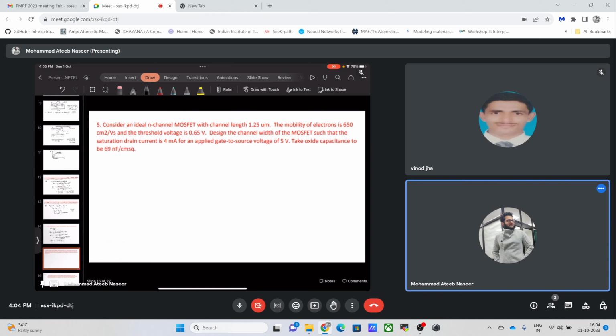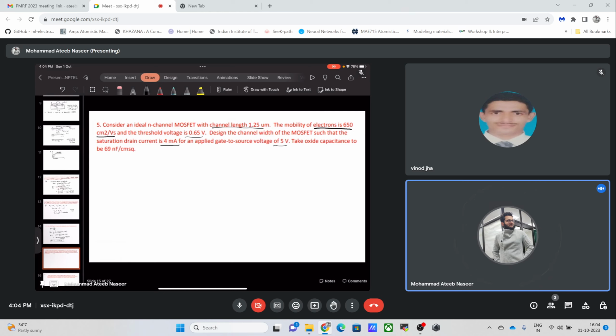Now, moving forward, we have an n channel MOSFET with a channel length of 1.25 micrometer, and the mobility of the electrons is 650 centimeter square per volt-second, and the threshold voltage is 0.65 volt. We have to design the channel width of the MOSFET such that the drain saturation current is 4 milliampere for a gate to source bias of 5 volts.